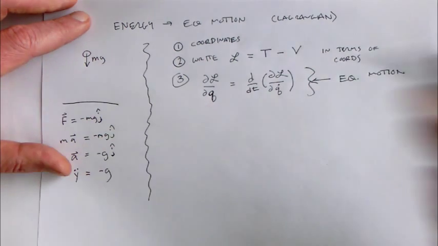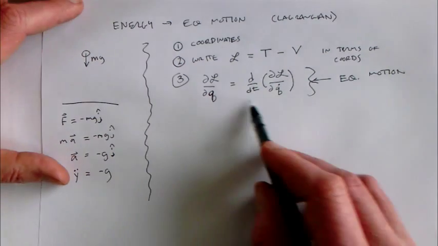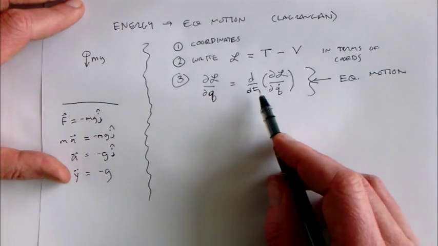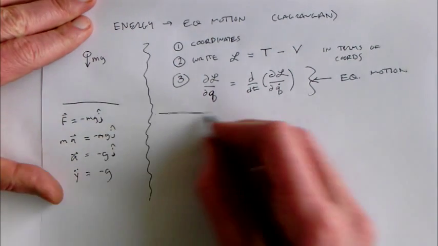So you'll notice there are no free body diagrams drawn here. There don't actually seem to be any vectors involved in this. You're just taking a bunch of derivatives, and somehow that gives you the equations of motion. Let's see how this actually works for this case.